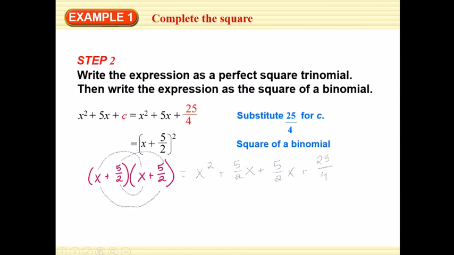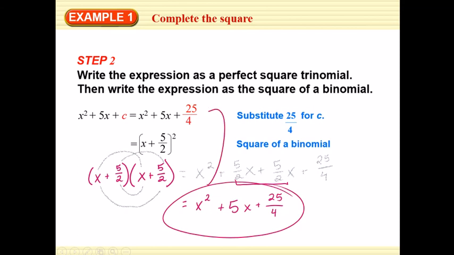When you add those together and combine your like terms, you get x squared, and these two terms, 5 halves plus 5 halves is 10 halves, or 5x, plus 25 fourths. That is actually the original expression that you started with before you factored it. So if you FOIL out what you factored, taking that binomial squared, and you get a perfect square trinomial, that's just confirming that you factored it correctly.